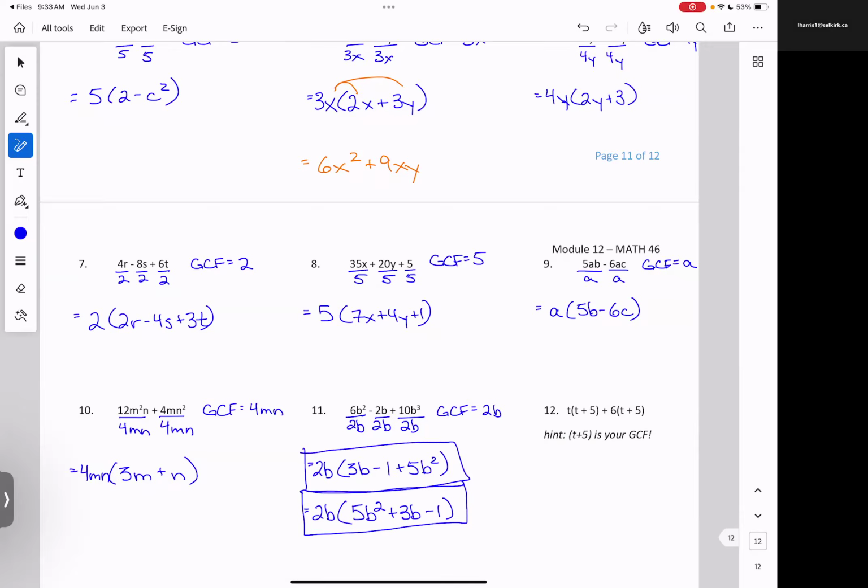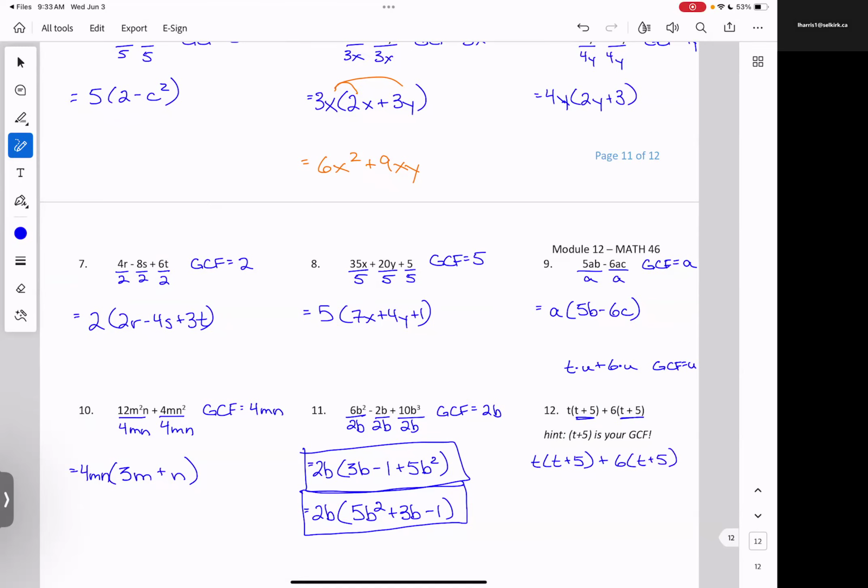Okay, last one is a tricky one. Your GCF here is t plus 5. You have something multiplied by that binomial, so two terms, t plus 5, but that's just one thing. So you have t multiplied by something and 6 multiplied by something. If this was t times u plus 6 times u, you would say, well, the GCF is u. That's the same thing here, except instead of a u, we have a t plus 5. So it's just one thing that's getting multiplied. That means that we can take that t plus 5 out as our GCF.